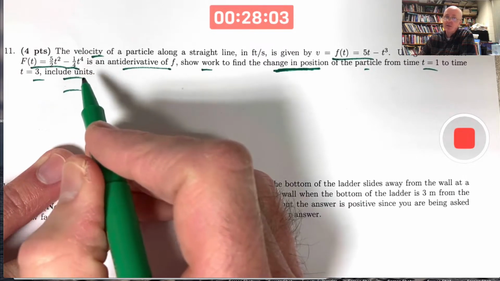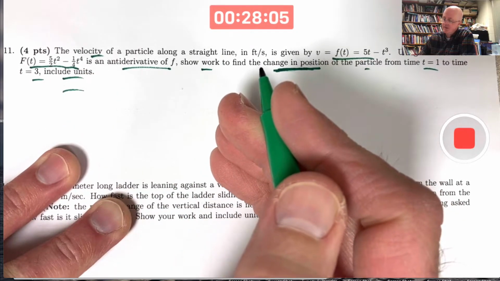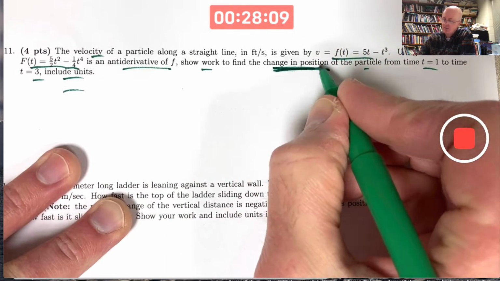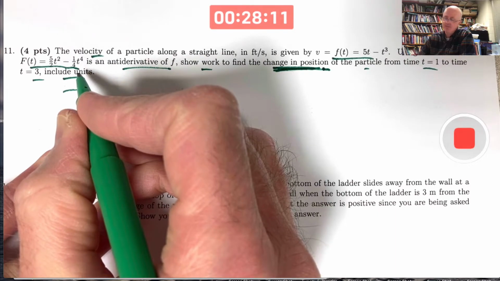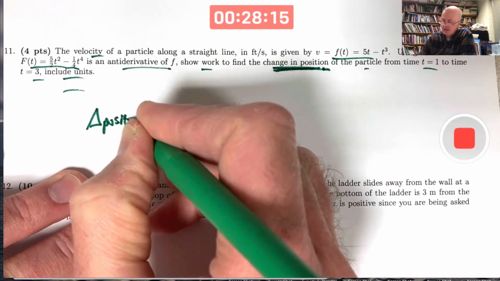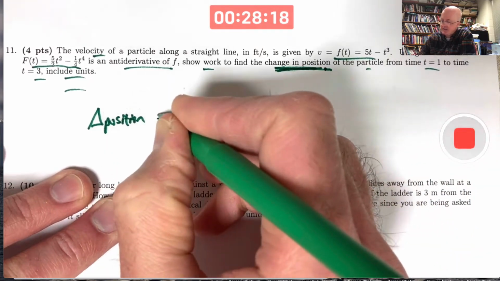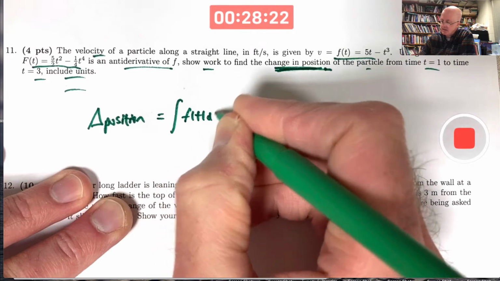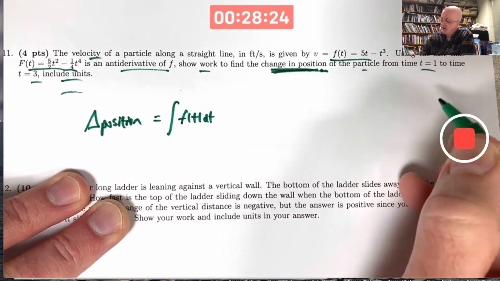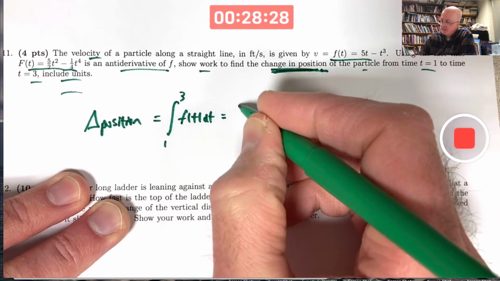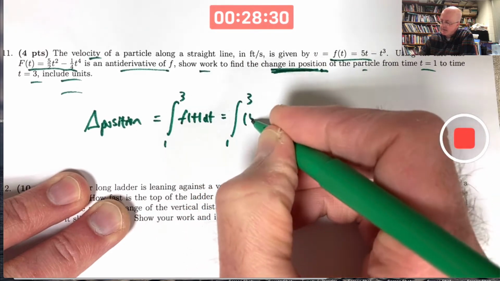Okay? However, that's irrelevant. The integral is going to give you the change in position, whether this is the actual position or not. The change in position is going to be given by the integral of the velocity, little f of t, over whatever time interval you're talking about. In this case, it's time 1 to time 3, which I can certainly go ahead and write like this.